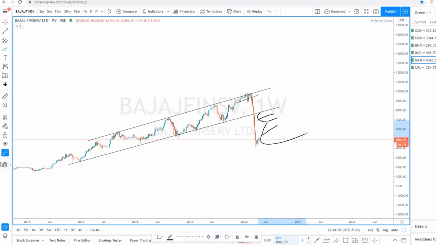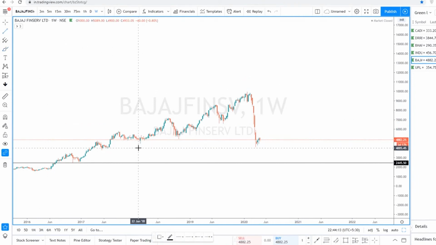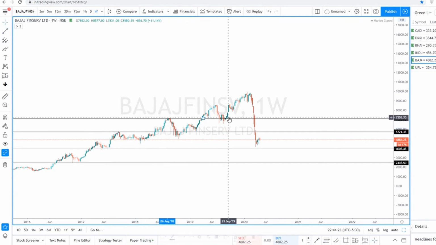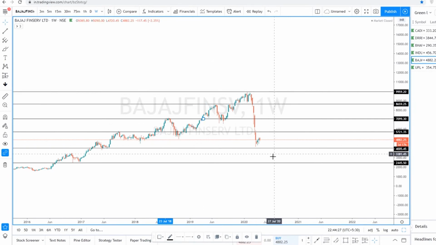Okay, so what if I was drawing support and resistance? This is one rejection. Okay, and I'm going to draw a rejection here. Again I'm going to draw a rejection here, so I'll just adjust it. Okay, and another rejection, isn't that right? I don't see any story behind this.